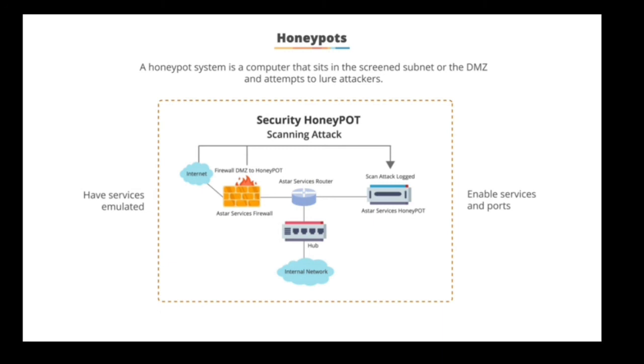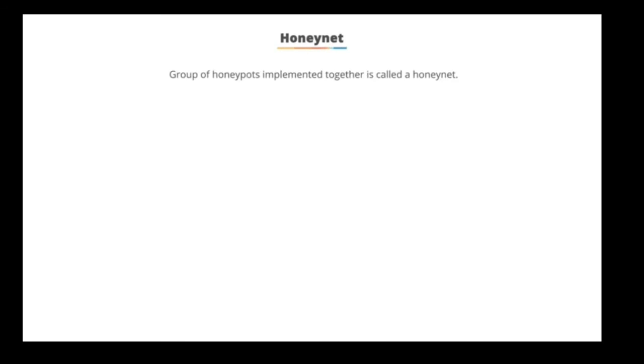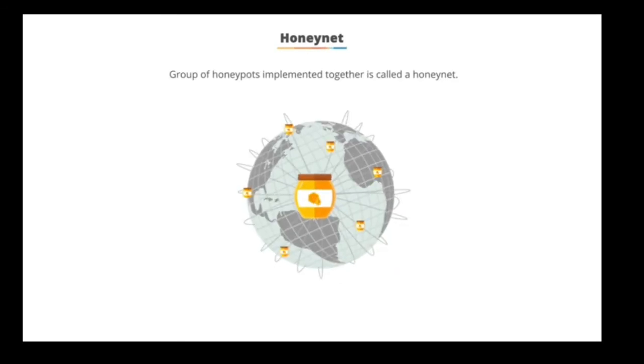Honeypots can get an attacker's attention by advertising themselves as easy targets for compromise. A honeynet is simply a group of honeypots implemented together to create the honeynet.